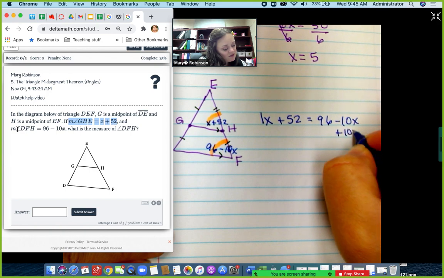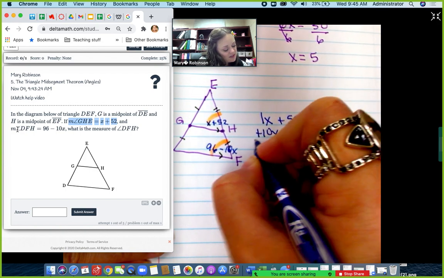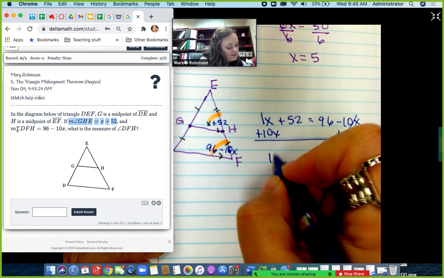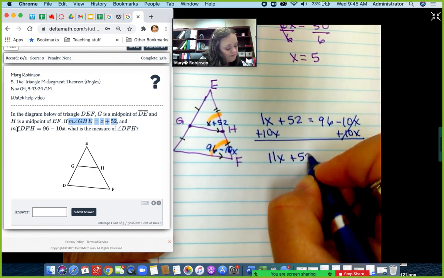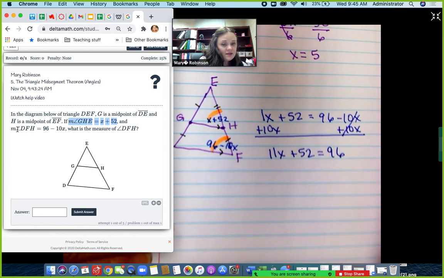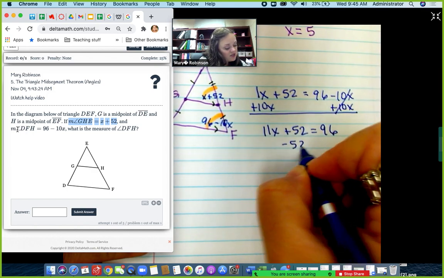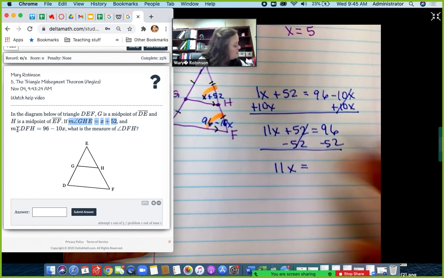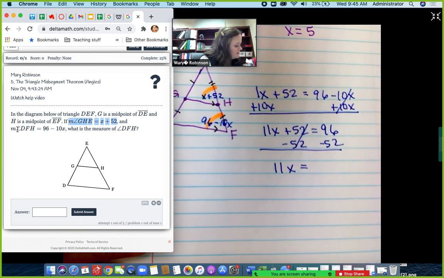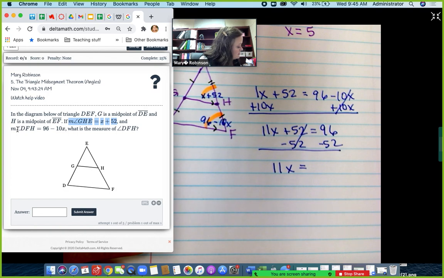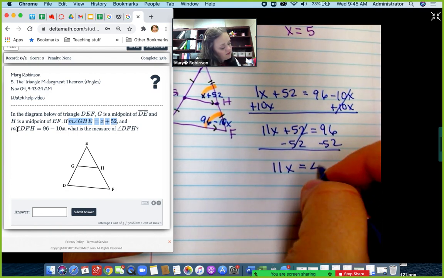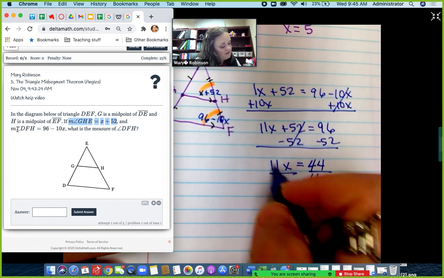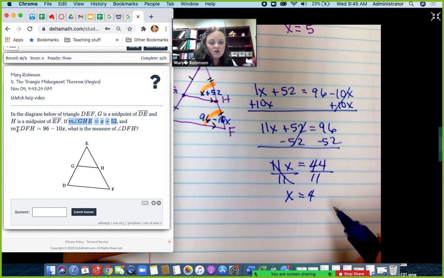So I want to add 10x to both sides so that we'll only have one x term. So 1x plus 10x makes 11x. And then remember, we always undo addition and subtraction first. So 96 minus 52 is 44. And then if I divide both sides by 11, x is equal to 4.